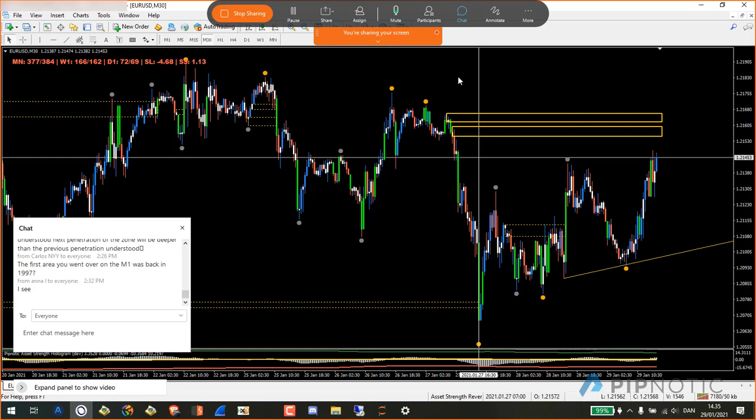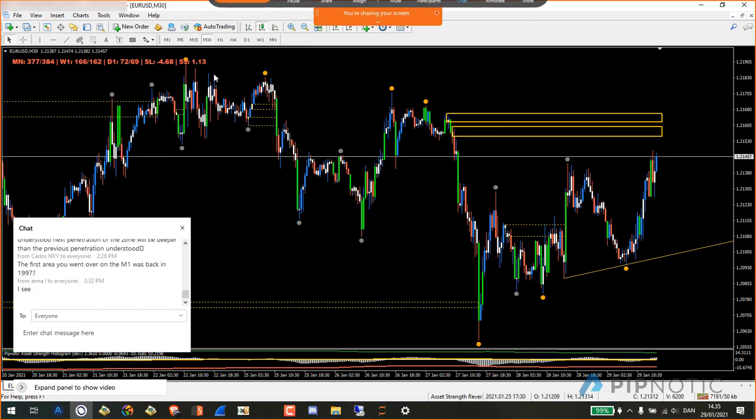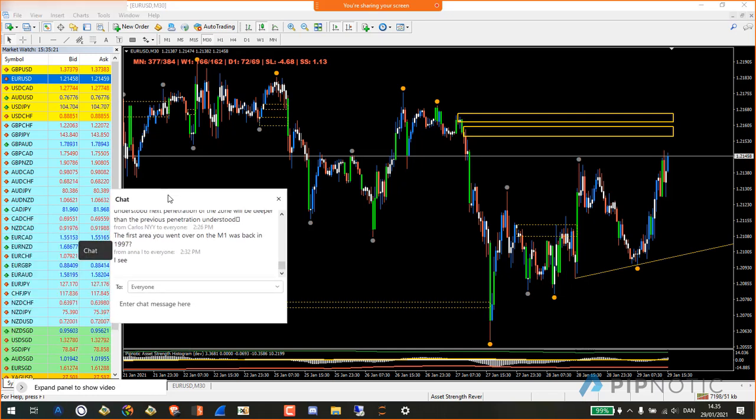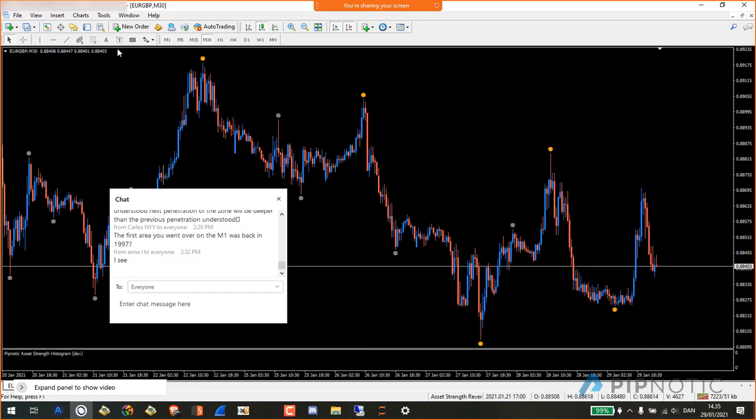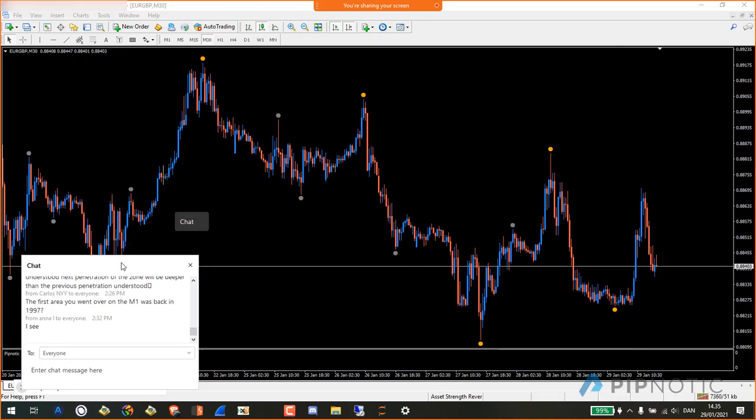Let me find. I wish I had better drawing tools. I would try and do a trading Picasso for you, but unfortunately I don't. Let's try and find something else. Let's have a look at, I don't know. Let's have a look at the euro pound. What's going on here?